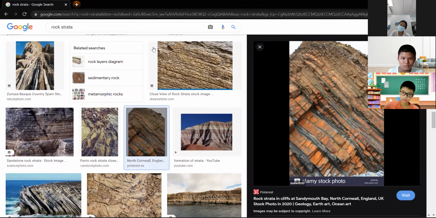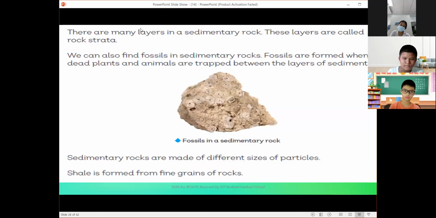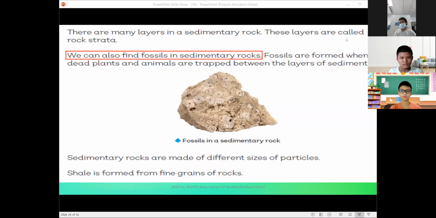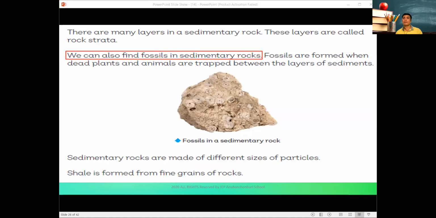All right, so going back to our study here, I want you to highlight some of these sentences. We can also find fossils in sedimentary rocks. I think there's no need for me to explain further what a fossil is. These are the remains of animals, not only animals, including plants as well. Dead plants and animals who were trapped between the layers of sediments.